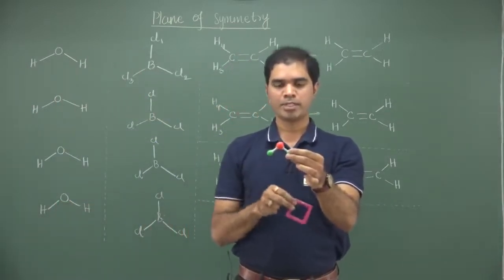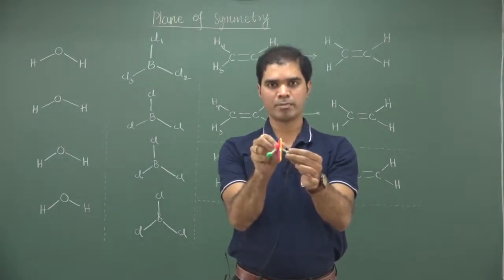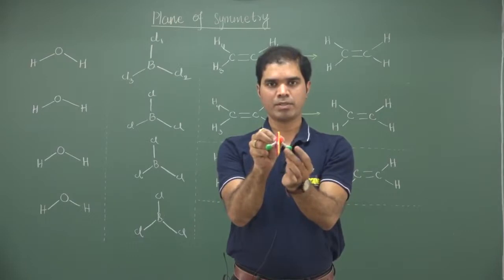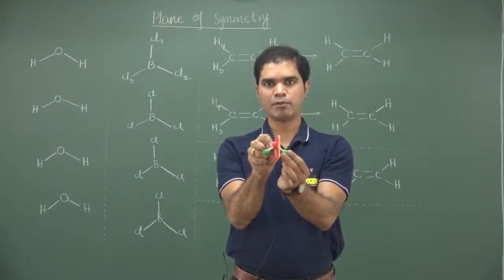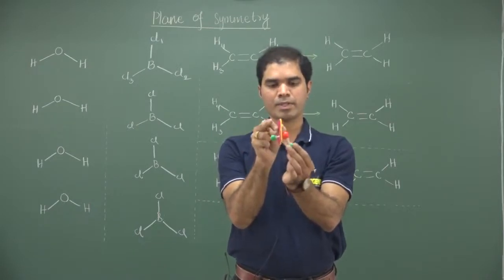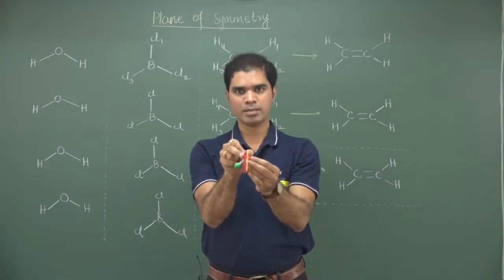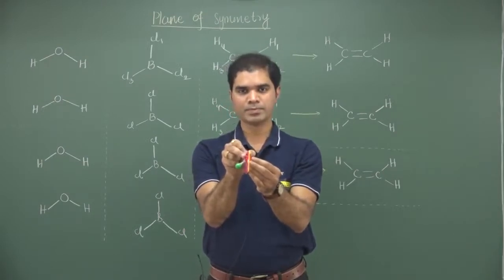Let me try to pass a plane from the center, which is the oxygen. Now if I pass this plane, you can check the hydrogen which is towards your right hand side will exchange with your left hand side hydrogen. So these two hydrogens get exchanged. My simple question is, what is happening to oxygen? Once I am passing a plane, where does the oxygen go?